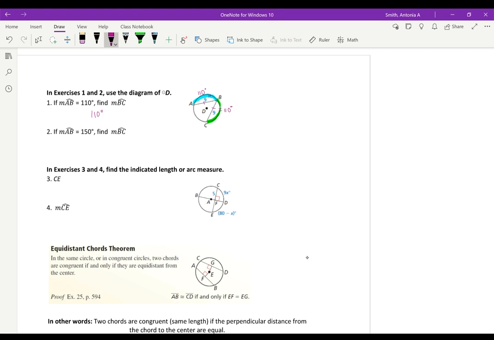Next, it says if the measure of arc AB is 150 degrees, find the measure of arc BC. Well, same idea, right? Those chords are congruent, so those arcs are congruent. If it's 150, the other one must also be 150.